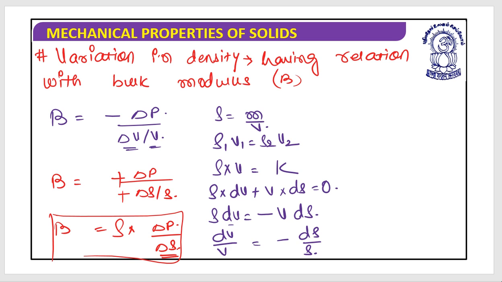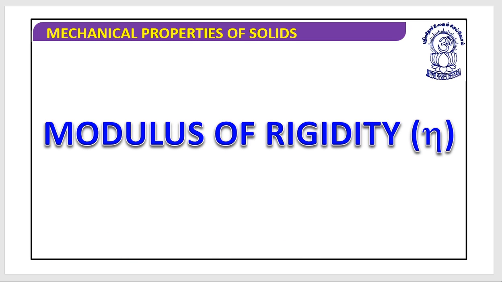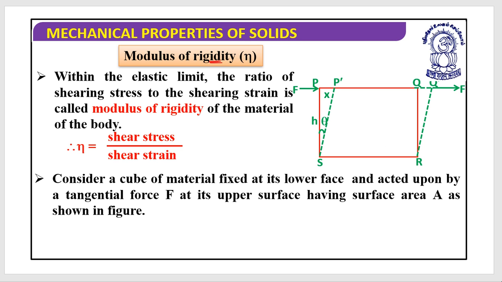Great. So now let's discuss a third rigidity, which is modulus of rigidity, which we also call the shear modulus. So let's have a look. If within the elastic limit, the ratio of the shearing stress to the shearing strain is known as the modulus of rigidity of the material of the body, that could be given as the ratio of the shear stress to the shear strain.